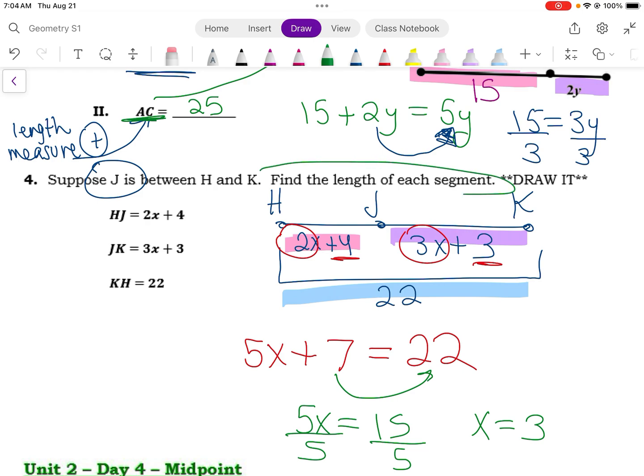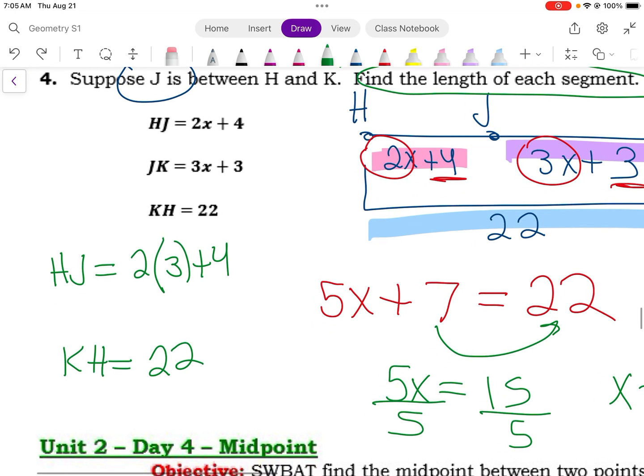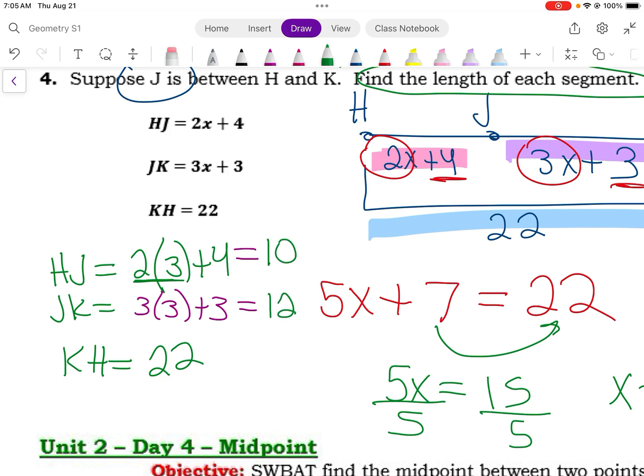Okay, it says find the length of each segment, so I'm going to plug it back in. So KH is 22, we already know that. Let's plug back into the others. So HJ is 2 times 3 plus 4, and JK is 3x plus 3. Oopsie. So I'm going to plug 3 in for x. So 2 times 3 is 6, plus 4 is 10. 3 times 3 is 9, plus 3 is 12. And good, those two added together is 22.